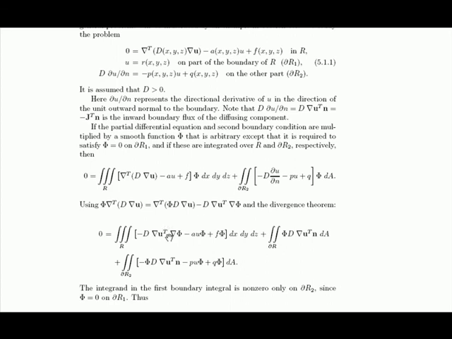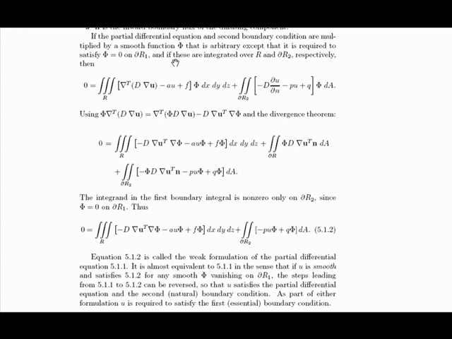Here's the second term. And then we apply the divergence theorem, which is basically the multidimensional analog of the fundamental theorem of calculus. It says that the integral over a region of the divergence of some vector is just equal to the integral over the boundary of that vector dotted with the unit normal. And so this term here becomes this plus that. Then we still have this term, which is just copied from that.